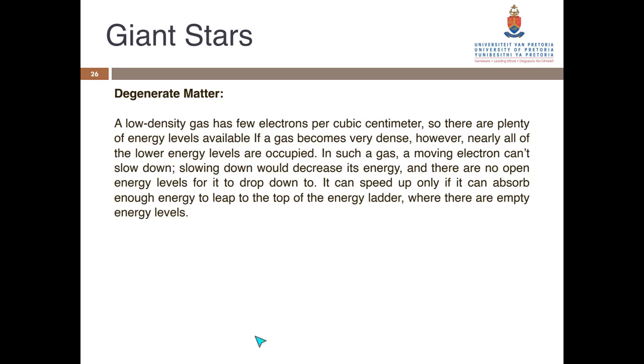A low-density gas has fewer electrons per cubic centimeter, so there are plenty of energy levels available. If a gas becomes very dense, however, nearly all of the lower energy levels are occupied. In such a gas, a moving electron can't slow down. Slowing down would decrease its energy, and there are no open energy levels for it to drop down to. It can speed up only if it can absorb enough energy to leap to the top of the energy ladder, where there are empty energy levels.